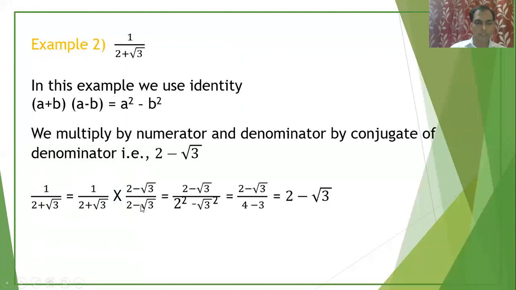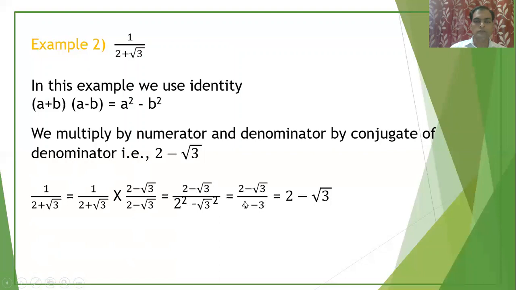And 2 plus root 3 into 2 minus root 3, as we have discussed, we will be using this identity: a plus b into a minus b is equal to a square minus b square. Here, if you see the denominator, it is in the form of a plus b into a minus b. So that will be equal to a square minus b square. So that is equal to 2 square minus root 3 square. In the next step, the numerator remains the same, 2 minus root 3. In the denominator, 2 square is 4 and root 3 square is 3. Next step, 4 minus 3 is equal to 1.